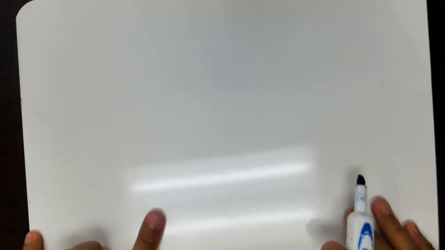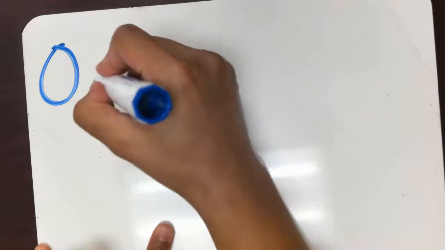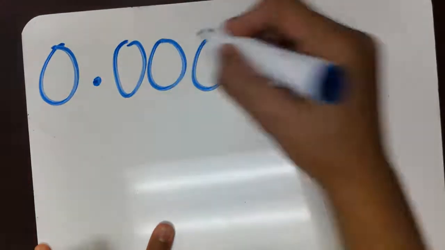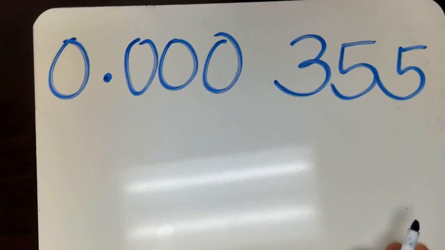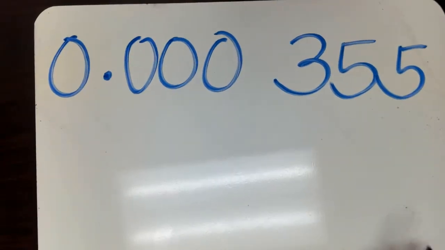Number 2 is 0.000355. First question, what do you notice about your value? Is it greater than 1 or smaller than 1? Smaller than 1. So you will expect your exponent to be negative. That's the automatic thing. You should never forget the negative.